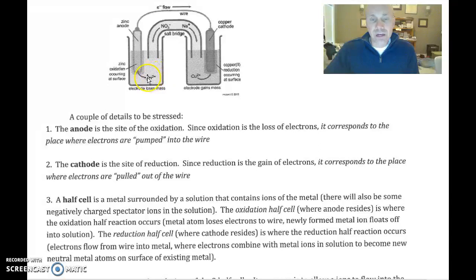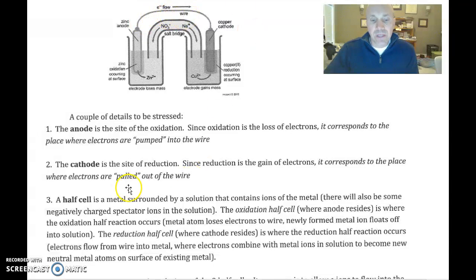So the key difference between a voltaic cell and an electrolytic cell is that in a voltaic cell, you're taking a process, a chemical reaction that naturally wants to occur, or in other words, a spontaneous chemical reaction, and using the energy from that to create electricity.